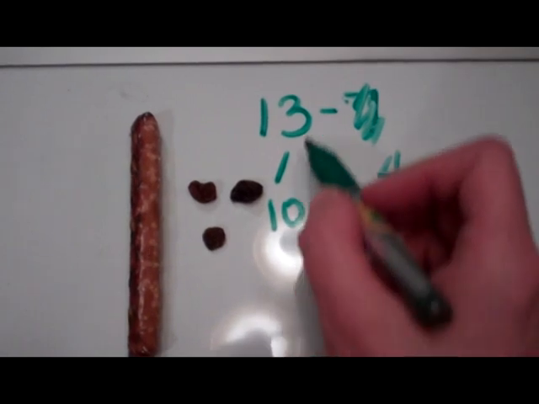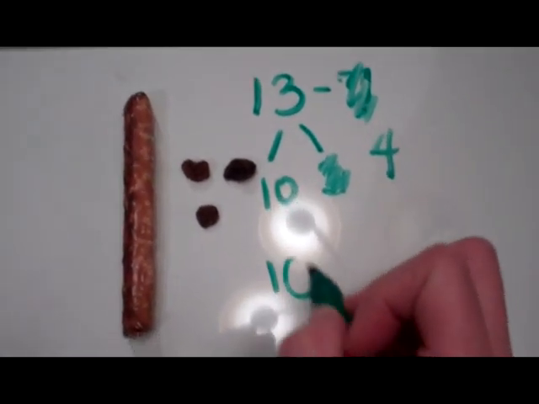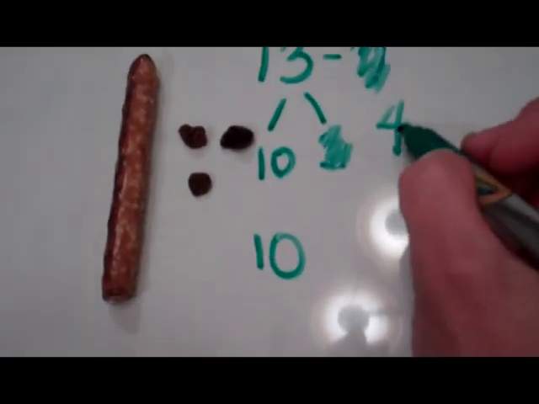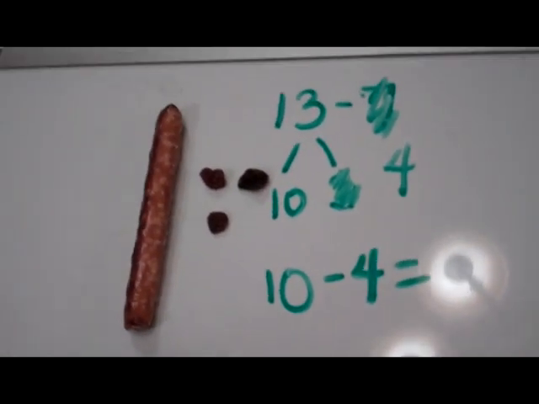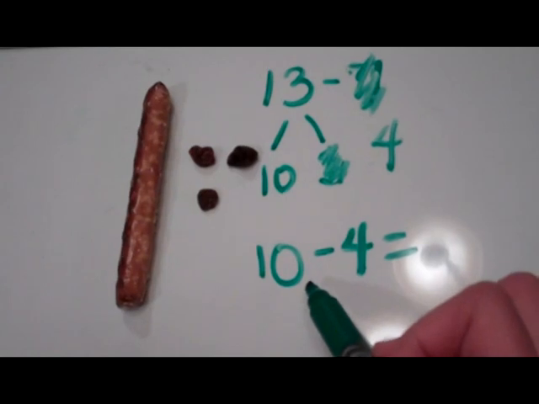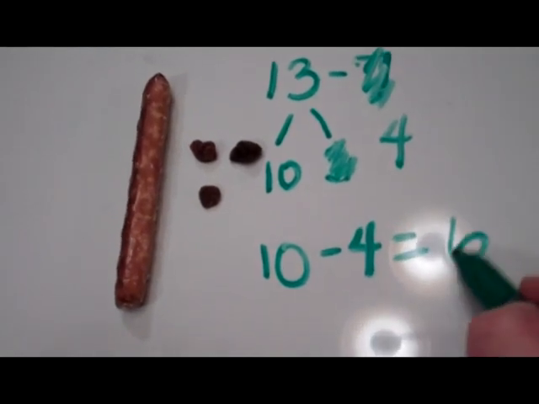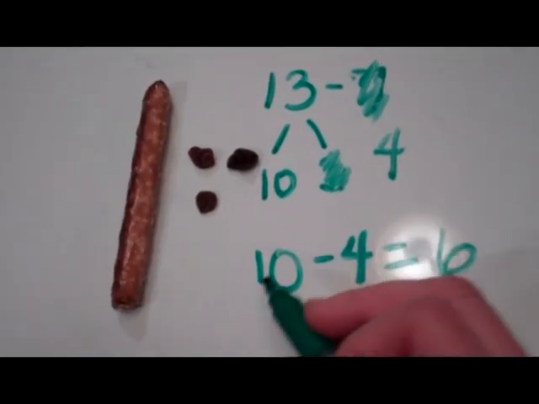Then 10, that's all you have left over here, is 10 minus the 4, and you should just know that from the number bond, the fact family. 10 minus 4 is 6, because 6 and 4 is 10.